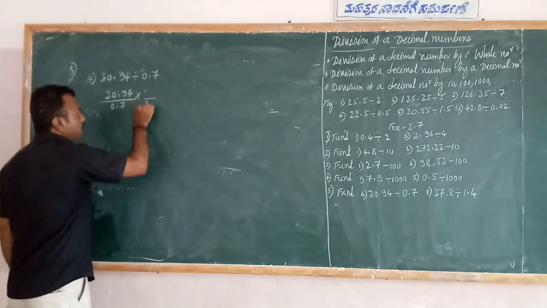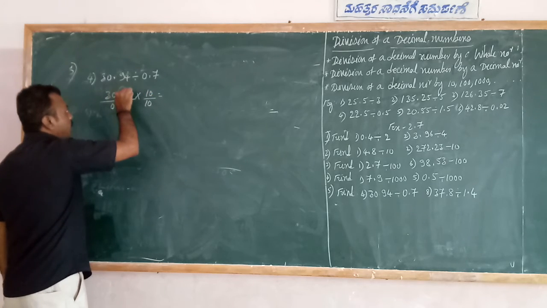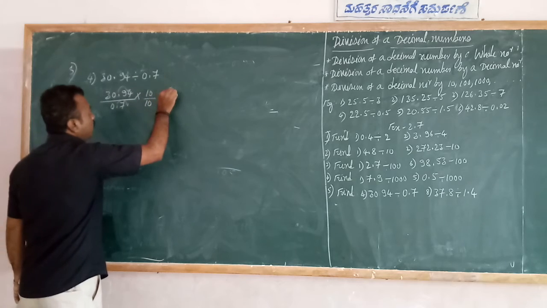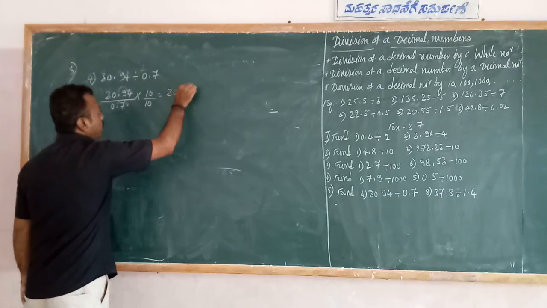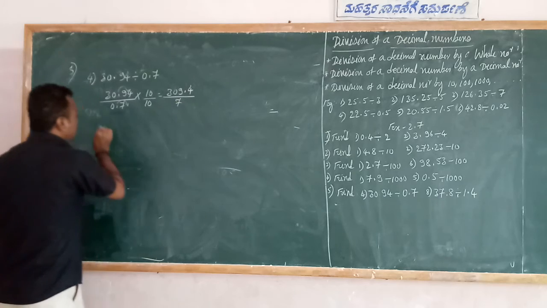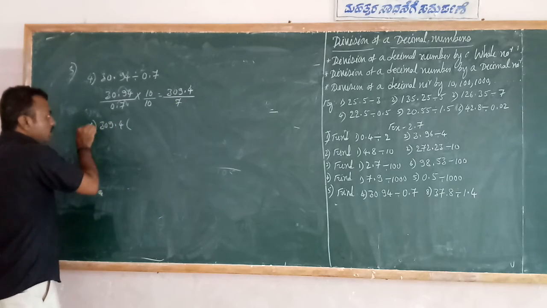So we have to multiply by 10. This also we have to multiply by 10. Now the point is shifted to the right side. Here also the point is shifted to the right side. How many digits? Only one digit. Therefore 309.4 upon 0.7 is nothing but 7. So now we have to divide 309.4 by 7.